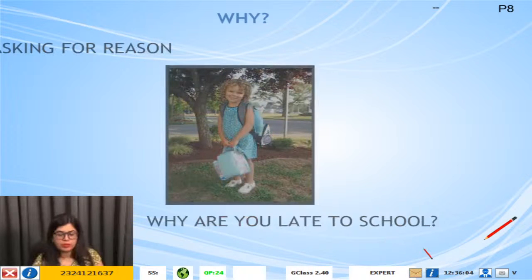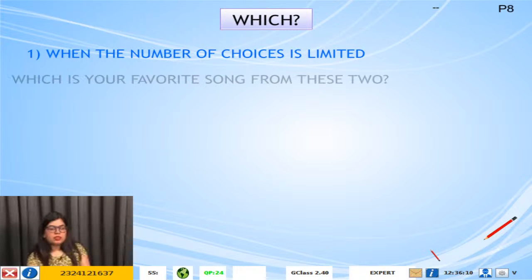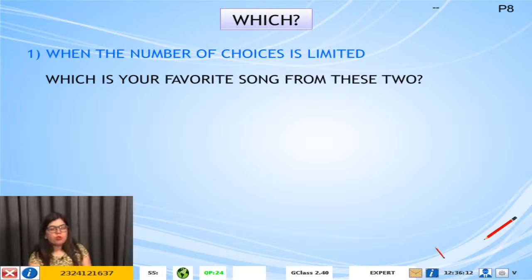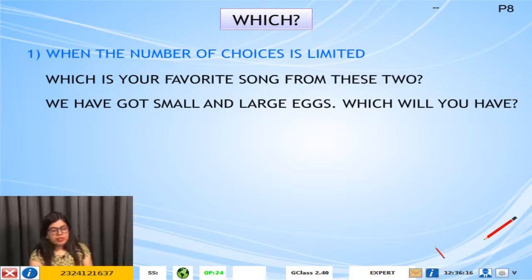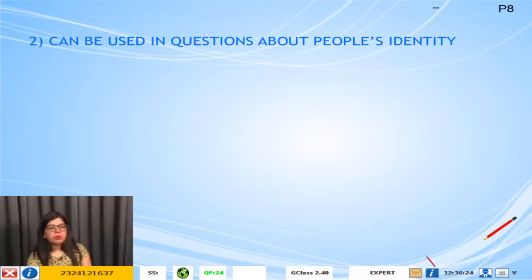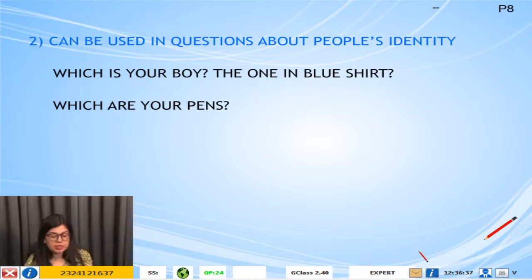Are. So which? Next. When the number of choices is limited, which is your favorite song from these two? We have got small and large eggs. Which will you have? Which is. Can be used in questions about people's identity. Which can also be used to ask about people's identity. Which is your boy? The one in blue shirt? Which are your pants? Which is, are.